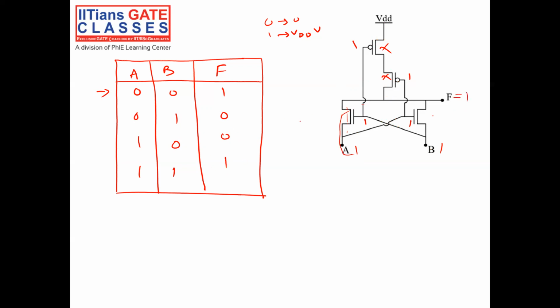So this is my truth table of this particular circuit. If you see the truth table, for 0 0 I am getting 1, for 1 1 I am getting 1. If any of the inputs is 1 and the other is 0, then the output is 0. So this is the truth table of XNOR.